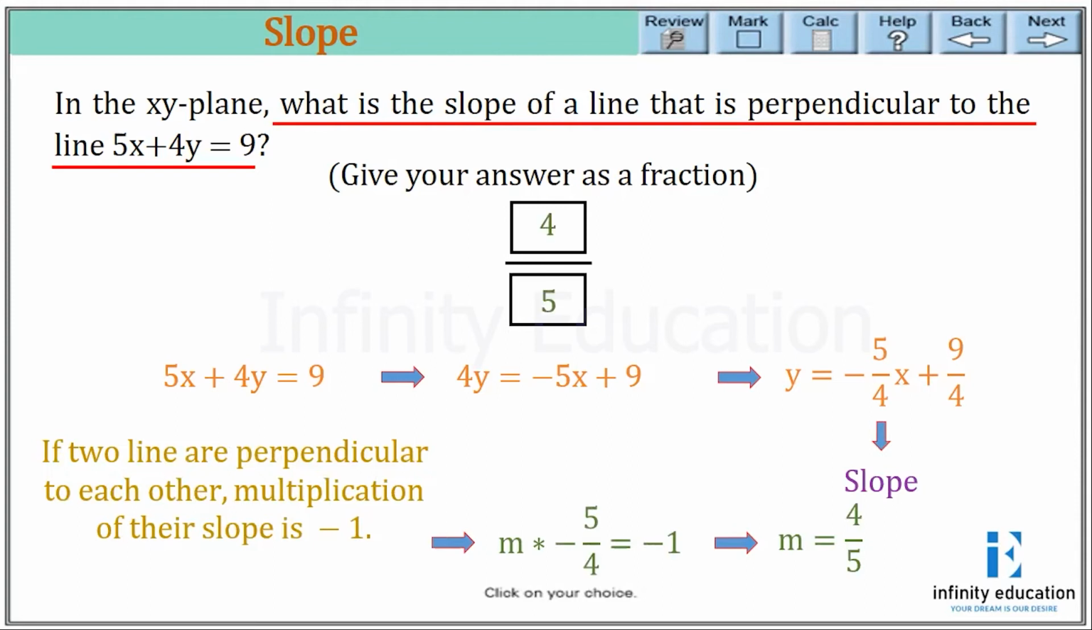I hope the question is clear to you, because in these questions we have to calculate the slope of a line for which the equation is not given, and that line is perpendicular to the line whose equation is given. So this is a little bit critical, but if you know the process, it will not be that critical. I hope the question is clear. Now let's do one more example.